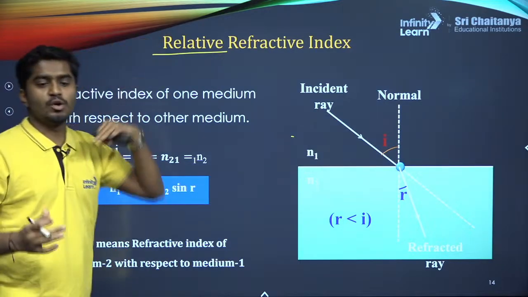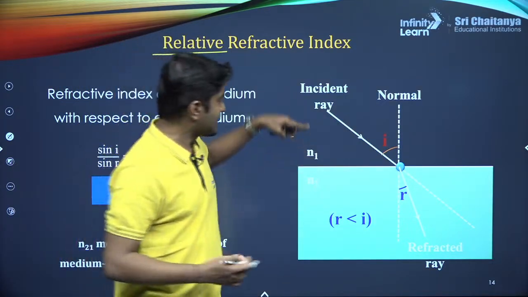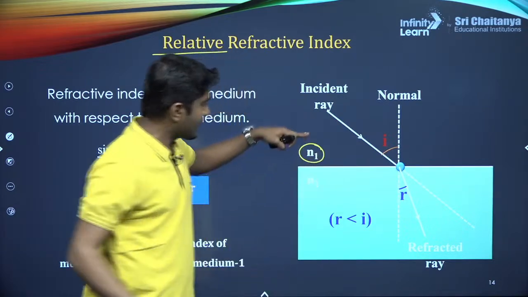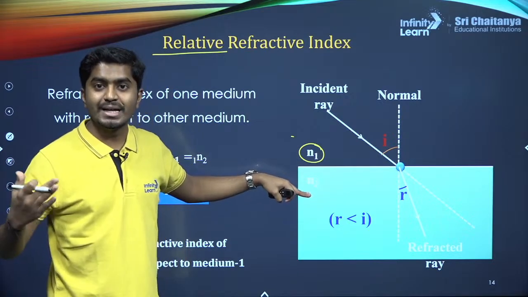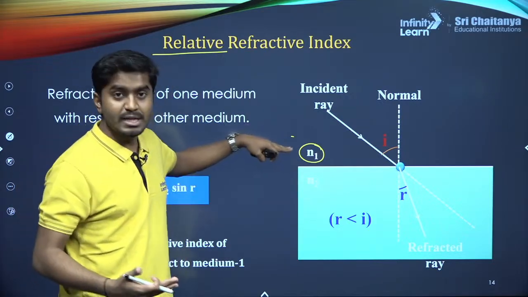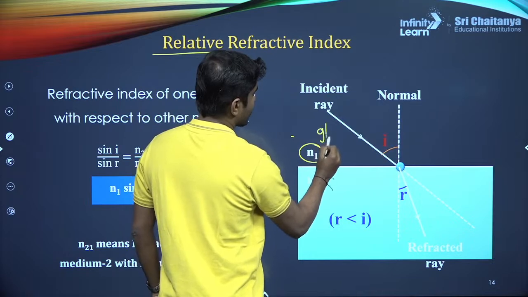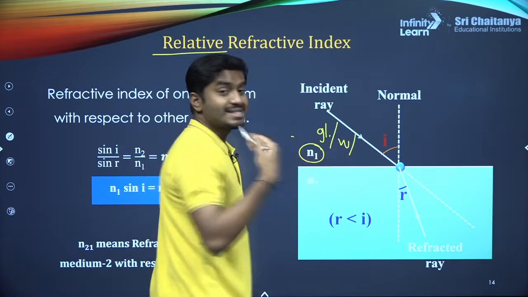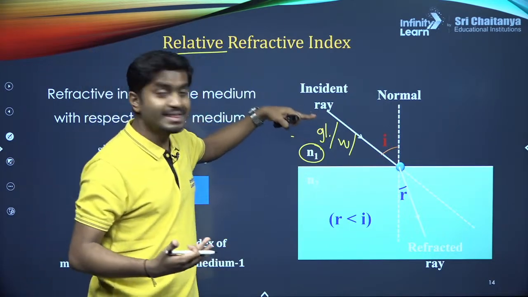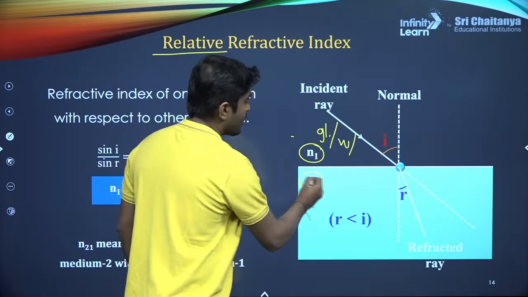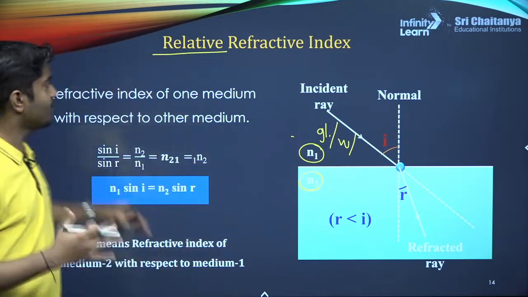So relative means, do you understand relative? Absolute does not change. Relative means if we change the first medium, then the value of the refractive index will keep on changing, right? So it will depend on what this medium is. Let's suppose there is glass, or water, or some other medium. Depending on which medium is here, the refractive index of the second medium will change. That is the meaning of relative refractive index.